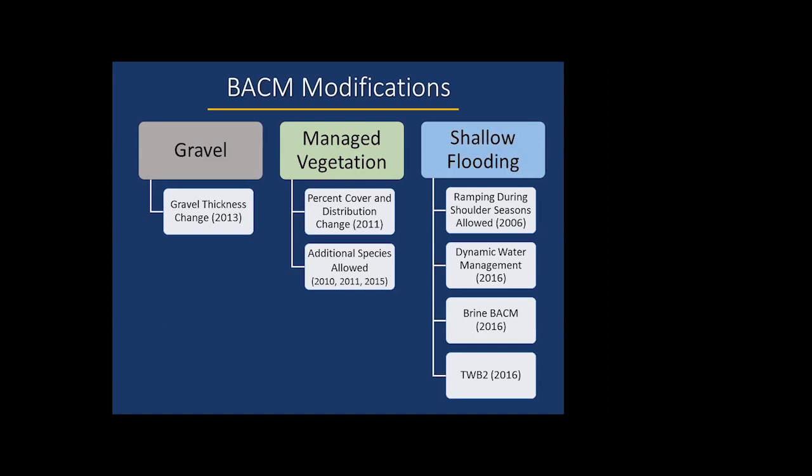And then shallow flooding has had the most change. The first changes there were to allow ramping of the water use within the shallow flood areas, both in the early part of the dust season as well as the late part of the dust season. The dust season starts in October and goes to the end of June. Originally it was October 1st through June 30th. Now it's October 16th through June 30th. And the ramping allowed a reduction in the amount of water during the highest evaporation times of the year, in the fall as well as in the spring.